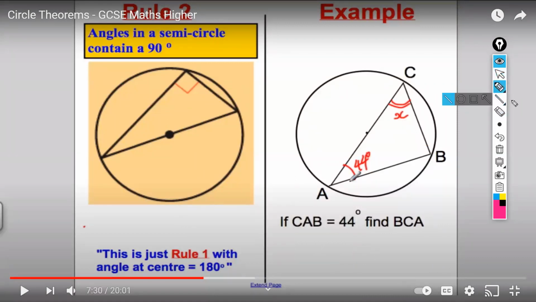Okay, let me give somebody else a question. Let me change these values though. So let me change this to 36 degrees. And let me change this to 36 degrees. And let me ask somebody else.